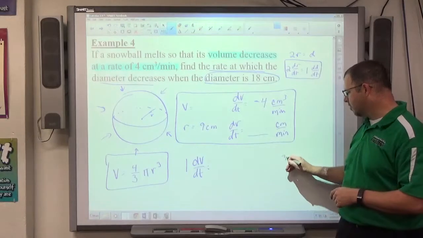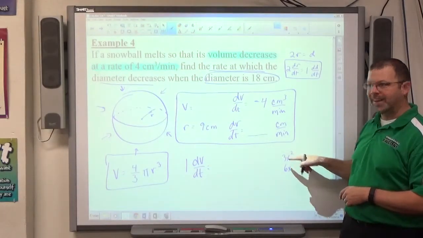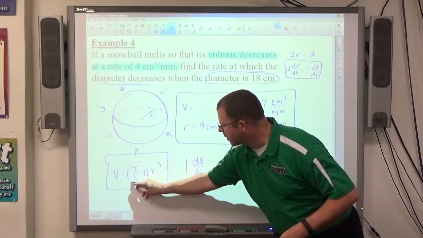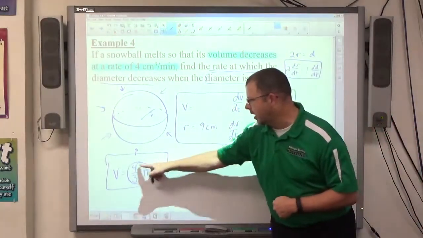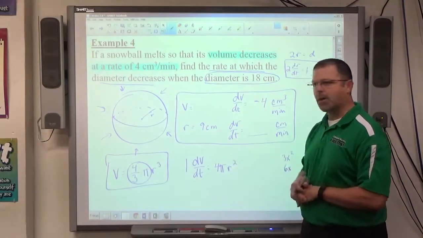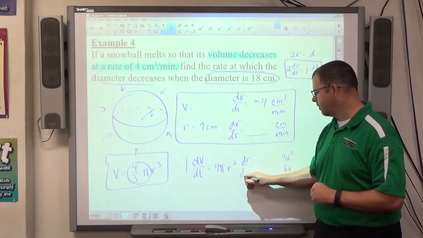If I have 3x squared, its derivative is 6x, right? It's not 1d2 plus 2d1. That's the same picture. It's a little uglier, but it's the same thing. This is just a number. So just like I did 2 times 3 to make 6, I'm going to do 3 times 4/3 pi to get 4 pi, then r to the second power. And of course r is not t, so dr over dt.